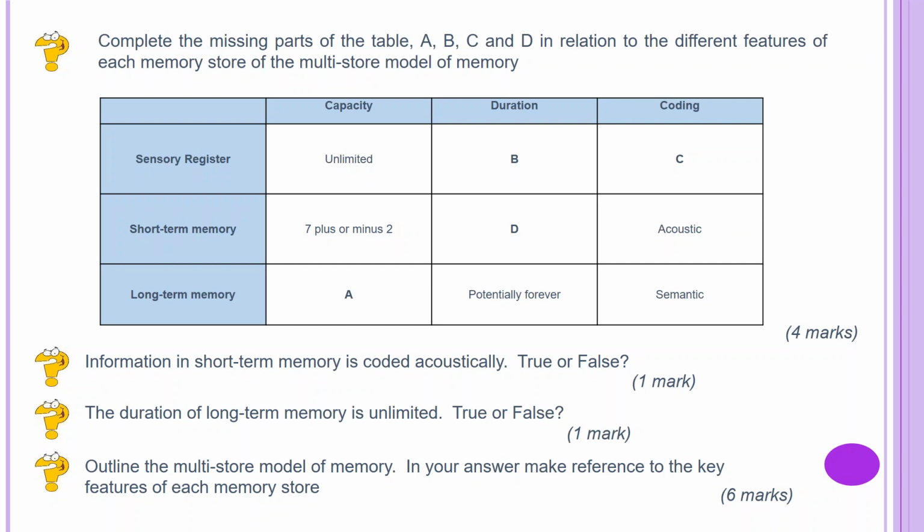Okay, for 6 marks then, outline the multi-store model of memory. In your answer, make reference to the key features of each memory store. Now, in the exam, general rule of thumb, mark a minute. So 6 minutes you want to spend on this, so you'll want to pause the video at this point. Outline the multi-store model of memory. In your answer, make reference to the key features of each memory store.